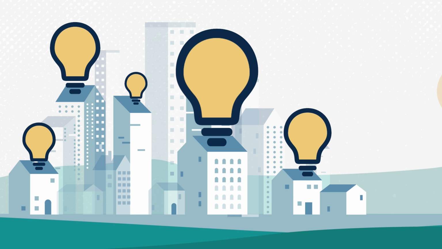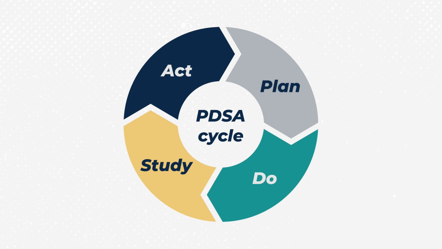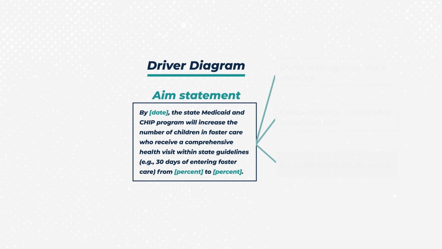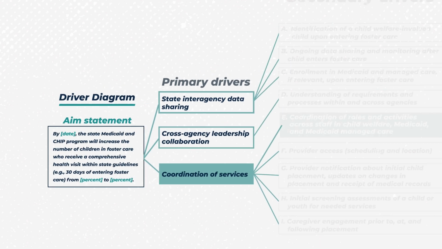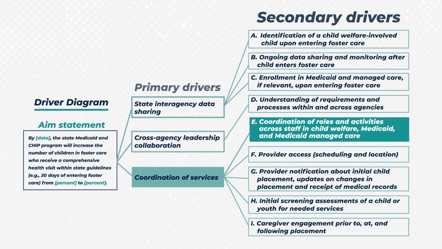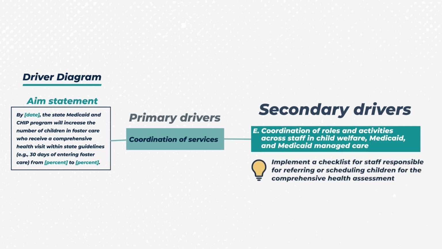An effective tool for testing change is the Plan, Do, Study, Act, or PDSA cycle. The PDSA cycle helps you learn whether a change idea will work for circumstances in your state. Let's plan a PDSA cycle by testing an idea from the driver diagram and change ideas table on improving timely health care for children and youth in foster care. We will begin with the secondary driver we highlighted earlier, coordination of roles and activities across staff in child welfare, Medicaid, and Medicaid managed care, and then review and select an idea from the change ideas table.